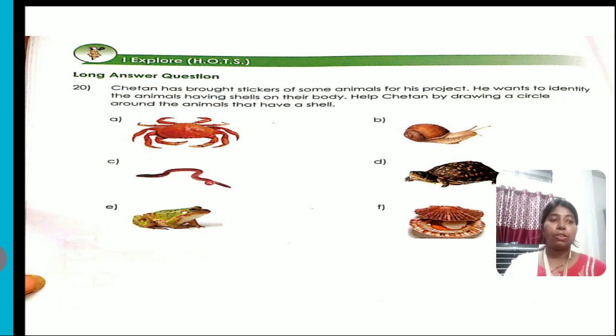Clear everyone? So we have completed our 4th chapter. In the next class we will be starting our 5th and the last chapter for PT1. Clear? So you have to note down all the answers I have discussed. You have to write down the answers by yourself.